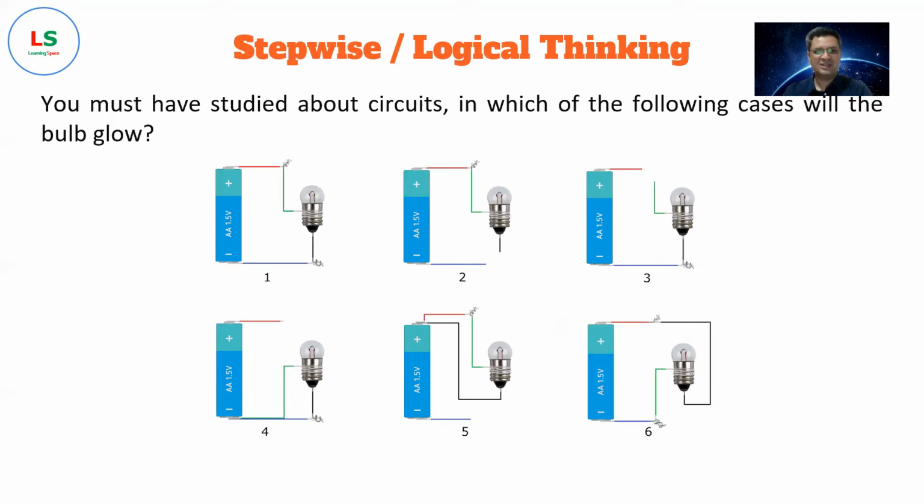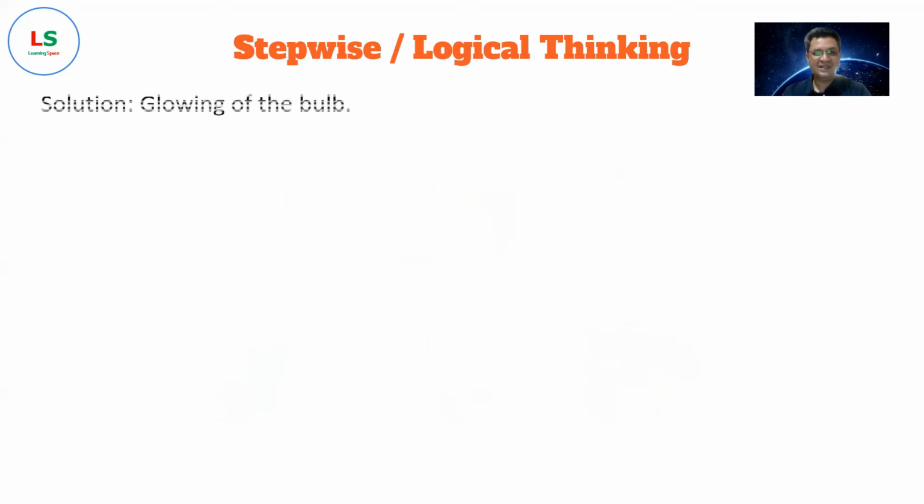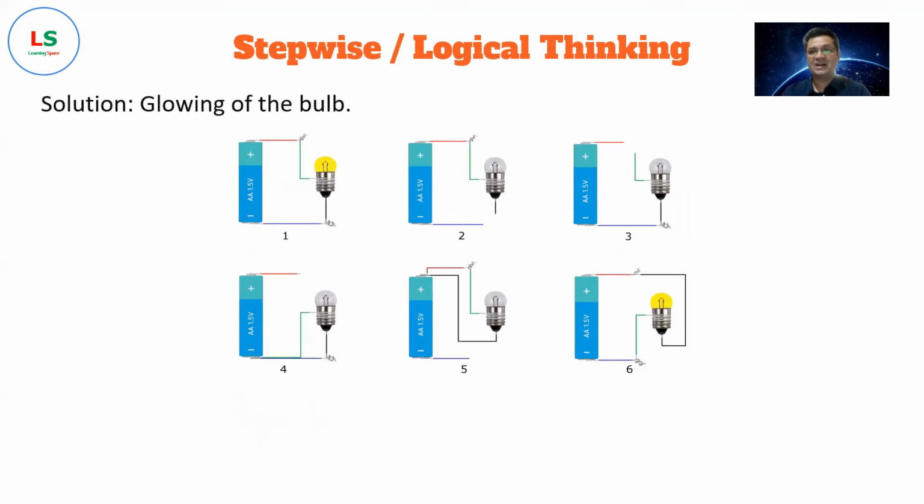You put the arrangement into action and then figure out in which of the following cases will the bulb glow. So put on your thinking cap and keep thinking. If we have to come to a conclusion, definitely it's going to be the bulbs which are having a complete circuit. The bulb connected to circuit number 1 and the bulb connected to circuit number 6 are the only ones which have a complete path and they are the ones to glow.